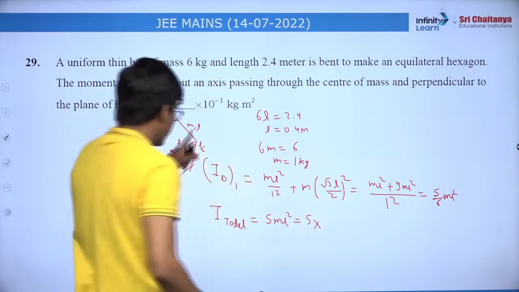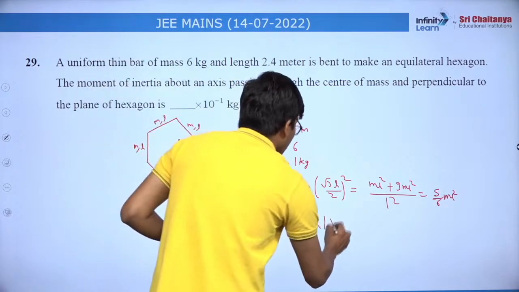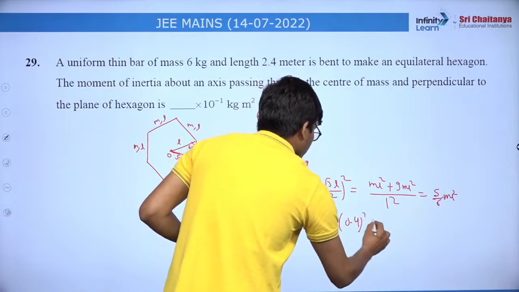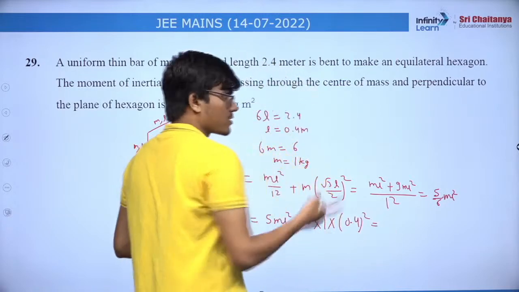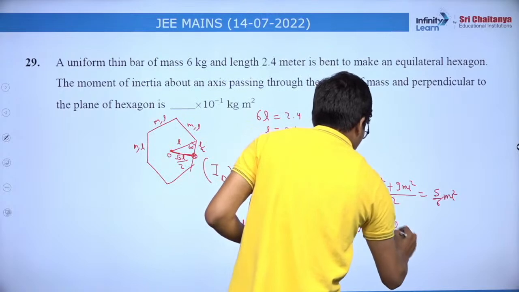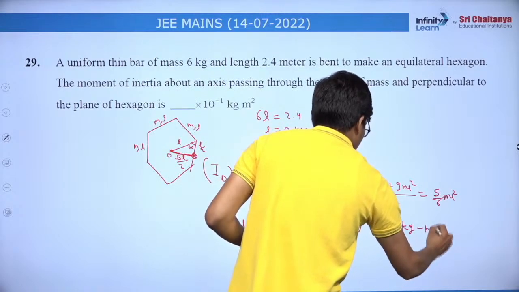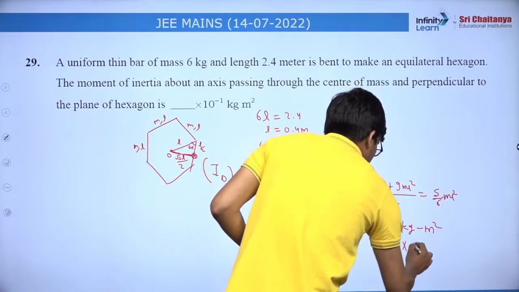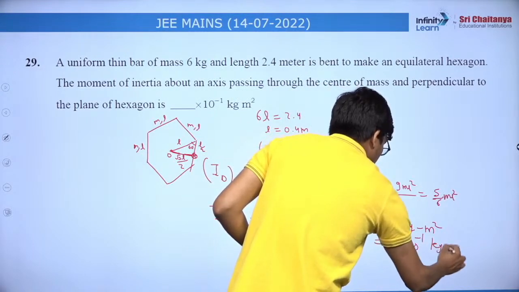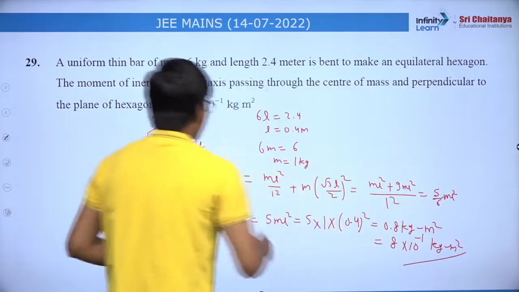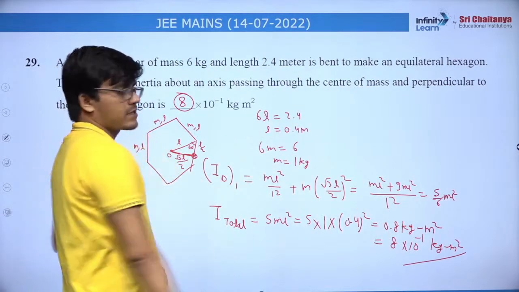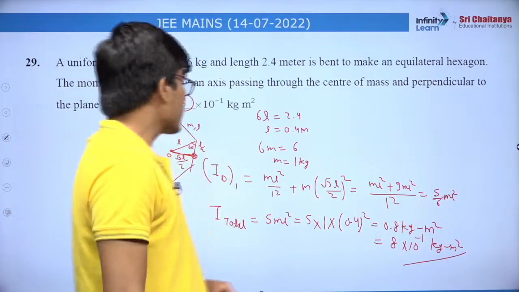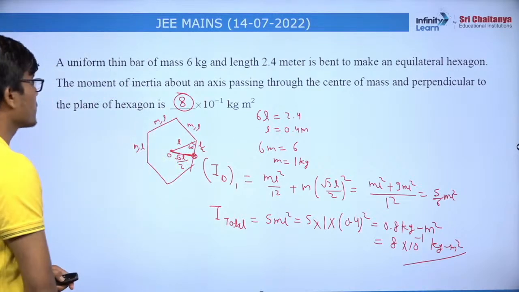5 times the mass of one, which is 1 kg, and length of one is 0.4 squared, so it is coming 0.8 kg meter square. Match with the given answer, it is written like this. So just compare with the given expression, you will get here 8. Okay, so a very simple question from moment of inertia.